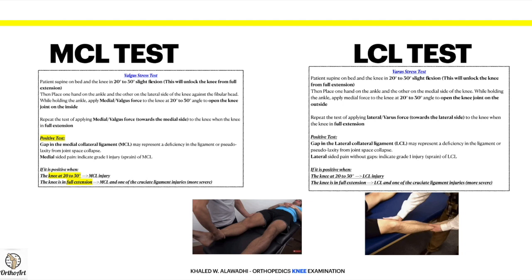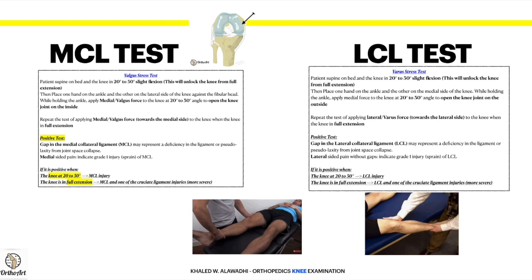Then you have the lateral collateral ligament or varus stress test, almost the same as the valgus stress test. However, you apply a lateral or varus force toward the lateral side of the knee, with the knee in full extension and at 20-30 degrees. A positive sign is a gap in the lateral collateral ligament, and lateral-sided pain without gaps means a grade 1 injury or sprain. If it is positive at 20-30 degrees, it is a lateral collateral ligament injury, and if positive in full extension, it means the lateral collateral ligament and one of the cruciate ligaments are injured, which is more severe, as I mentioned earlier for the medial collateral ligament.